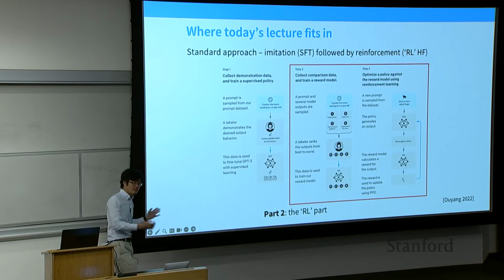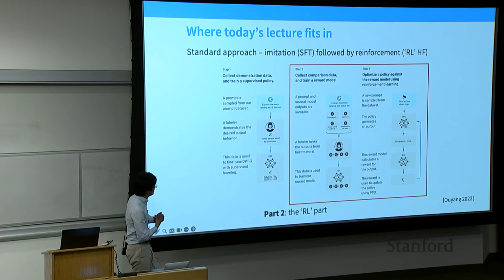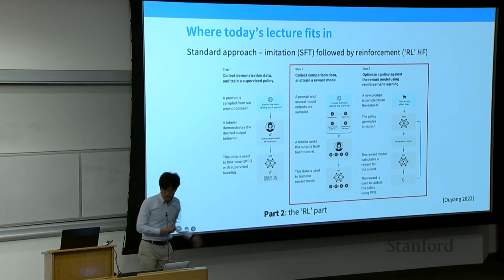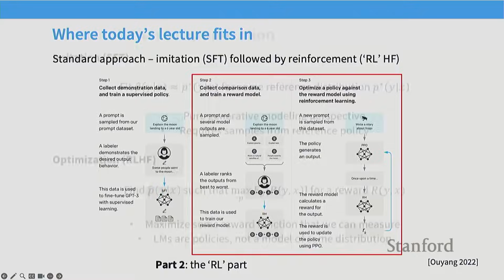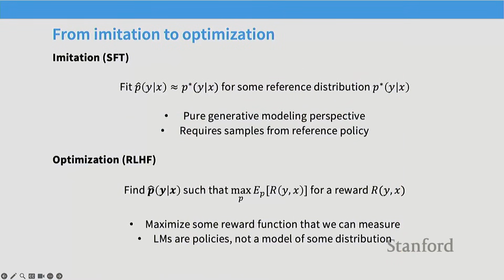Cool. Okay. So now we get to part 2, right? Part 1 was the quick intro to instruction tuning and SFT. Now we get to reinforcement learning from human feedback, the RL part of this lecture. And I'm going to take it slow here because I think this is an important conceptual transition.